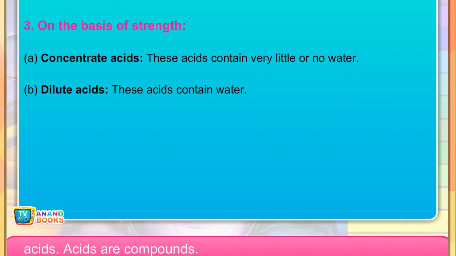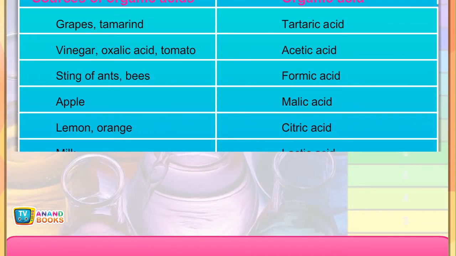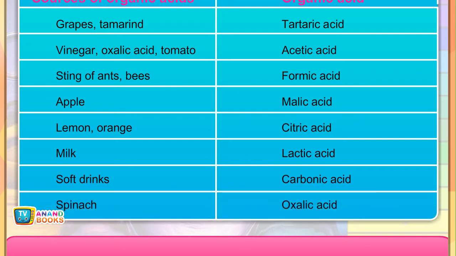Sources of organic acids. Grapes, tamarind: tartaric acid. Vinegar, tomato: acetic acid. Sting of ants, bees: formic acid. Apple: malic acid. Lemon, orange: citric acid. Milk: lactic acid. Soft drinks: carbonic acid. Spinach: oxalic acid.